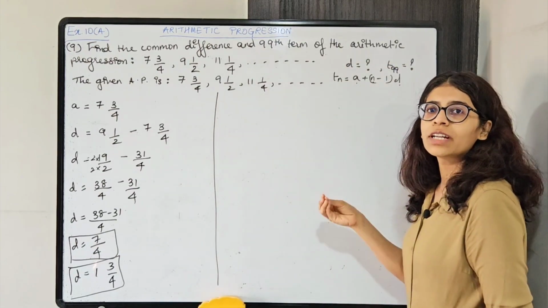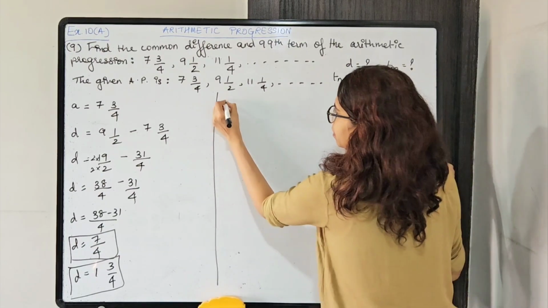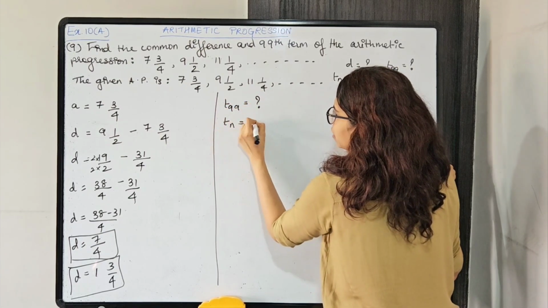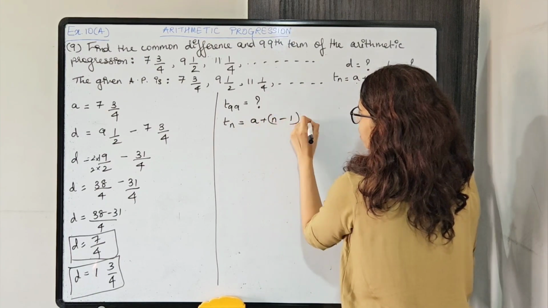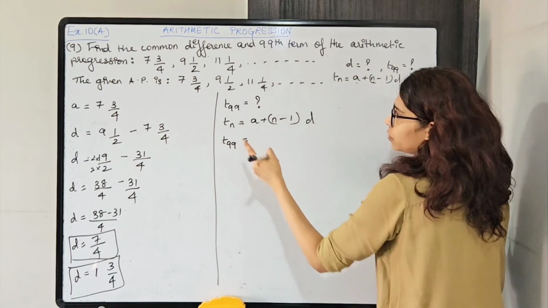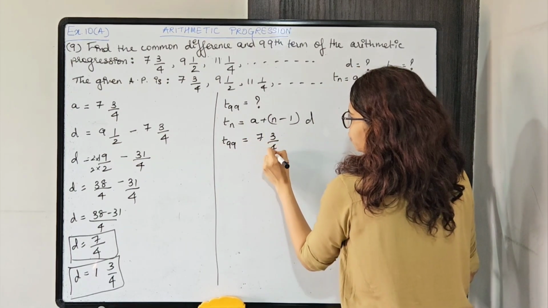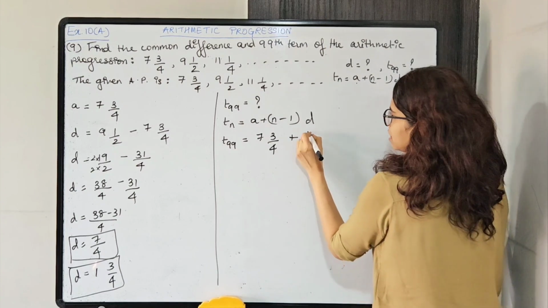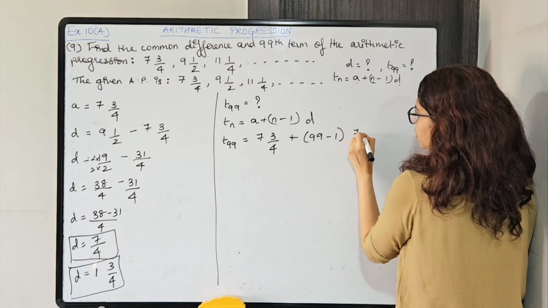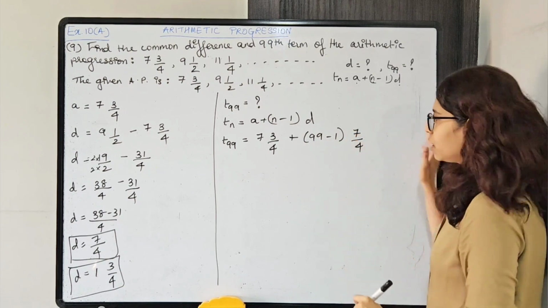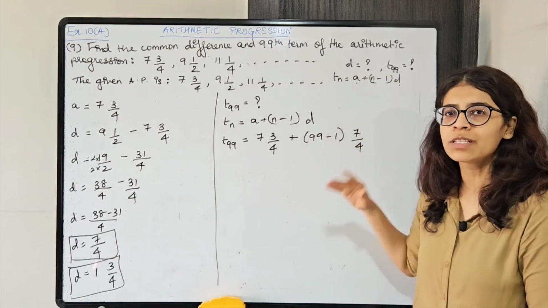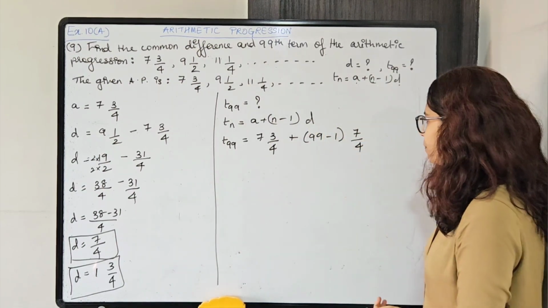now we need to find out 99th term, that is T99. So Tn is equal to a plus n minus 1 d, that is T99 will be equal to a is 7 and 3/4 plus n is 99 minus 1, d is 7/4. I'll directly put this. It is easier. मुझे वापस convert नहीं करना पड़ेगा because if I write in mixed fraction form वापस से मुझे convert करना पड़ेगा. Okay.